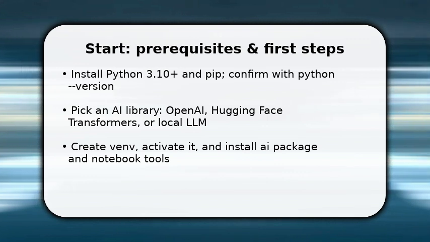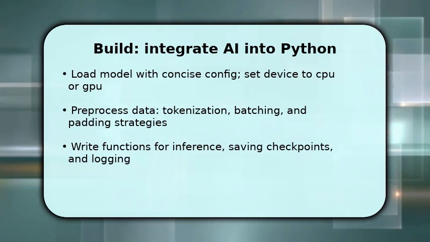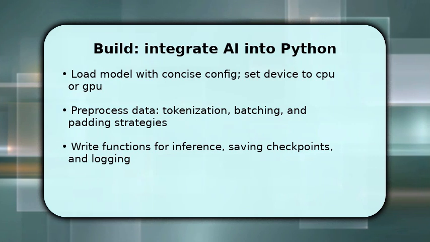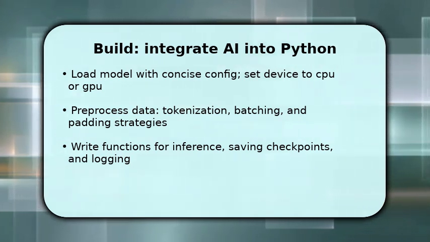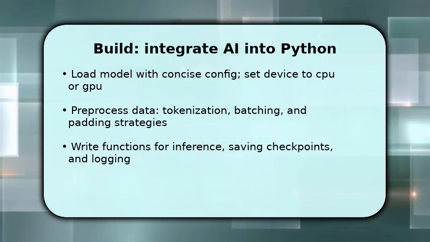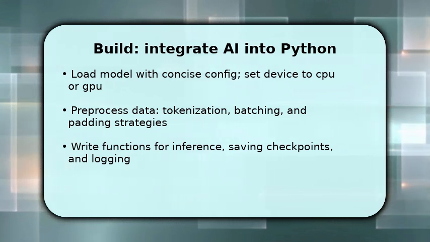Now you wire the AI model into your Python workflow. First, load the model with a small config and set device to CPU or GPU depending on available hardware. Then implement tokenization and batching so inputs are efficient. This reduces memory spikes. Next, write clear inference and checkpoint functions and add logging for outputs and timings.